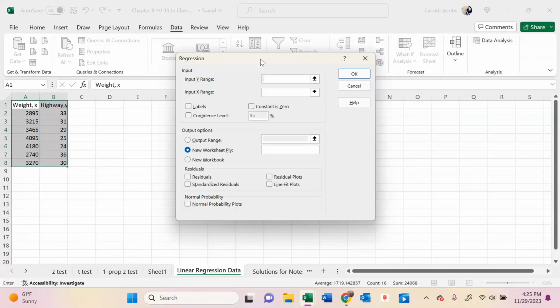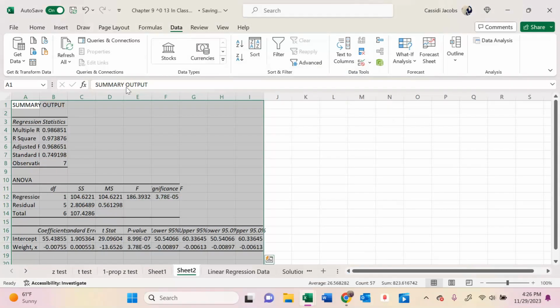And now it wants us to input our data. So we're going to input our Y data by just highlighting. Then we're going to click here, input our X data by highlighting. I'm going to click labels because I did label my weight and my highway. If you didn't and you just had your numbers here, then you would leave labels unclicked. Okay. And then once I do all of that, I'm just going to click OK. And it will give me an output in a different sheet.